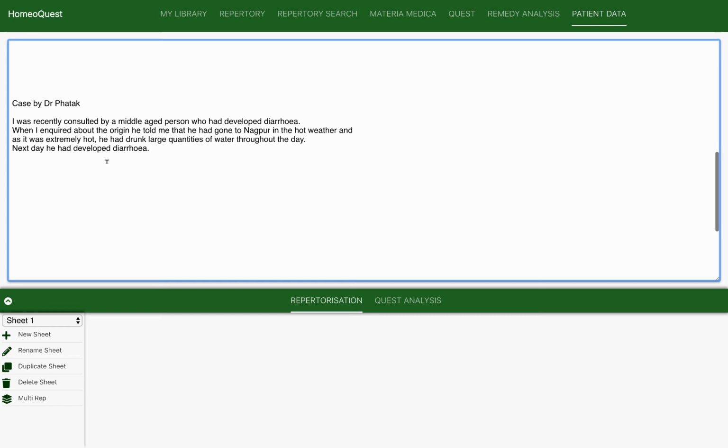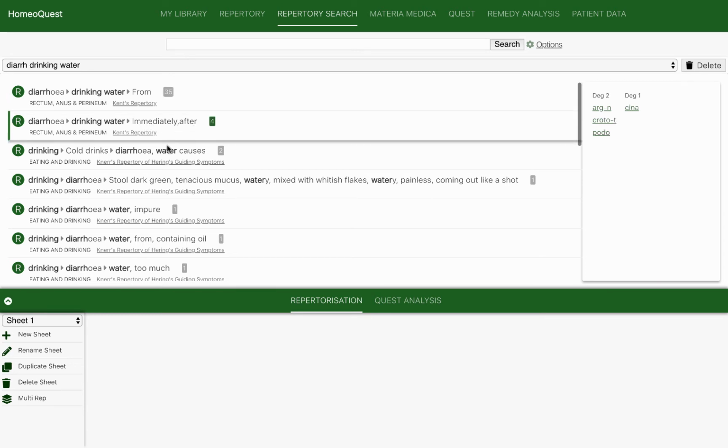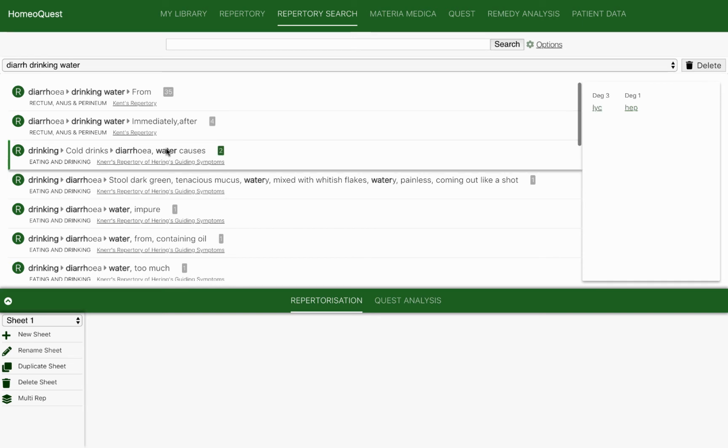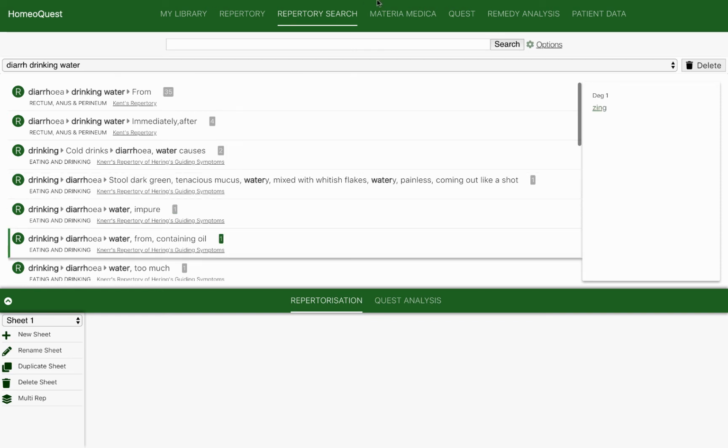So in such cases, you could go to the repertory search and put in something like diarrhea drinking water, and then you have lots of options here, and your information is all scattered. So you can see here diarrhea drinking water from, diarrhea drinking water immediately after. We don't know whether it was that state, cold drinks, not really mentioned. So can you see it's lots of rubrics there, everything is scattered around. So this is where I go and use Quest.